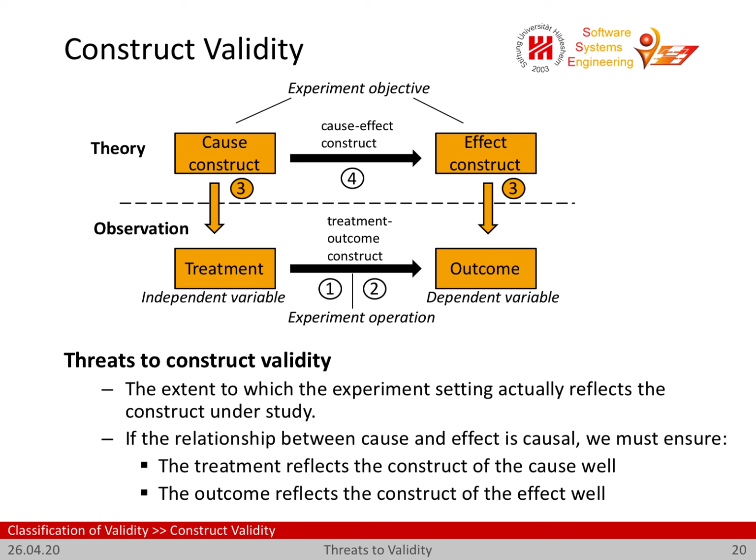The next category is construct validity. That is basically whether the realization in the experiment really corresponds to the underlying construct that we have in the theory world. So it's basically answering whether the experiment setting really reflects what we think of from a theoretical point of view.